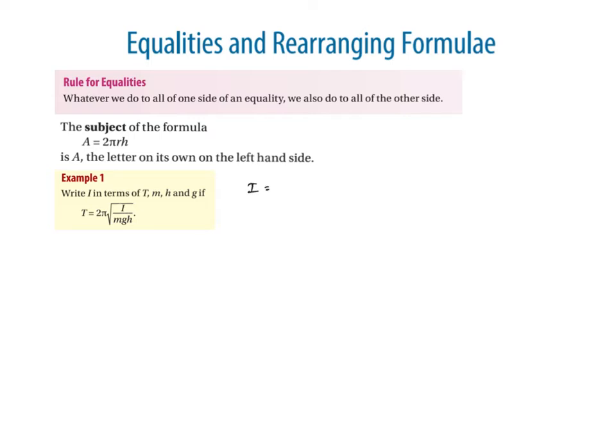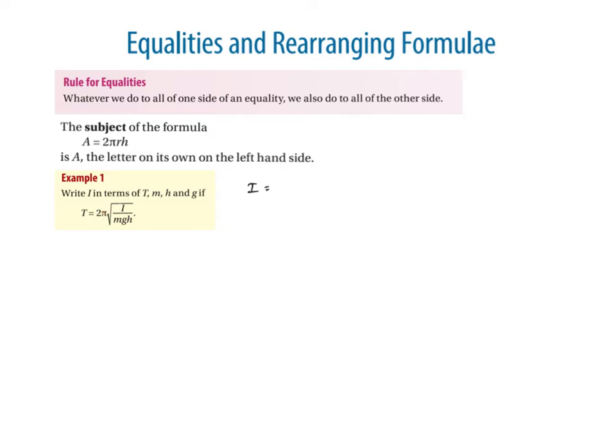The first method we're going to use here is what's called the storybook method, and you can only do this if there is only one other letter. You can see there's only one I in this whole equation. If there's more than one I, we cannot use the storybook method. The storybook method goes like this. You start with the letter that you want to be. So I am at I. The next thing that happens to me is I get divided by MGH. I am then square rooted. And the last thing that happens to me is I am multiplied by 2 pi.